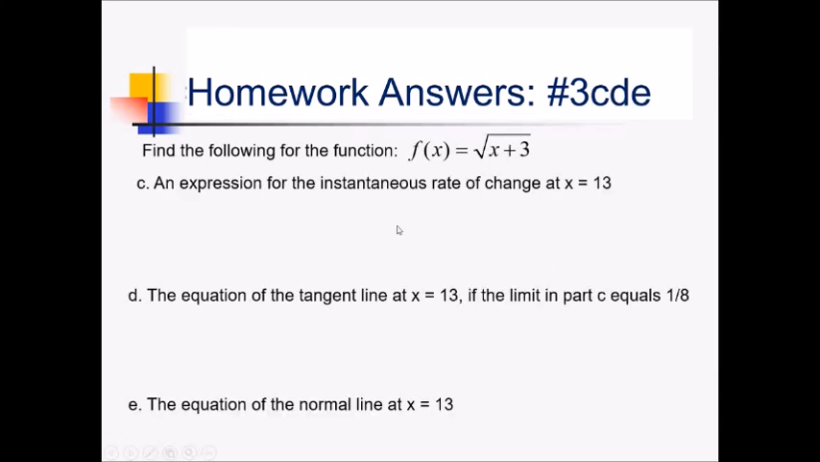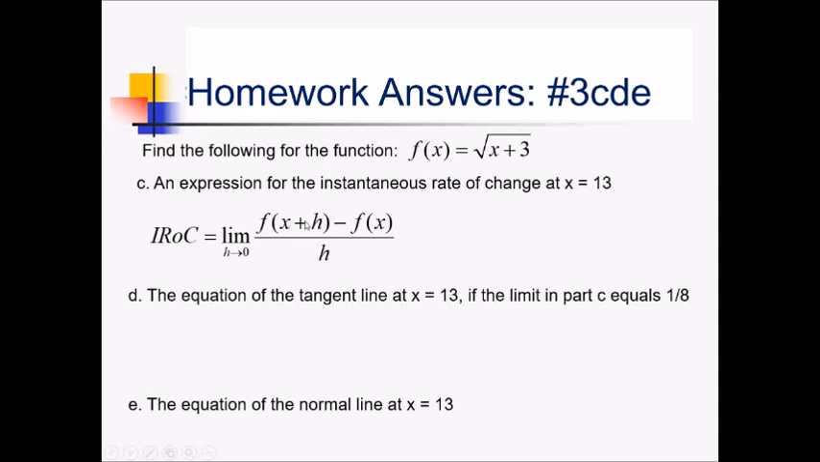For this part of the problem, we're being asked to write an expression for the instantaneous rate of change at x equals 13. So I like to start with writing the general formula, which is IROC equals the limit as h approaches 0 of f of x plus h minus f of x all over h. So we only have to do two things to use this formula to write an expression for IROC, and one of them is to plug in the x value 13 for x. The other is we have to actually apply the function radical x plus 3.